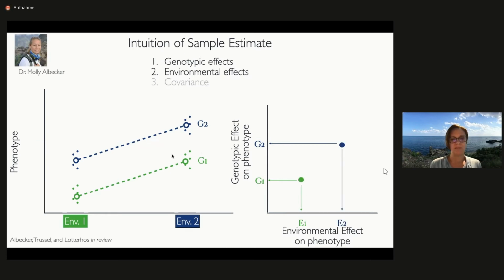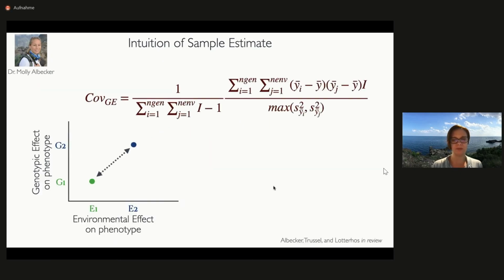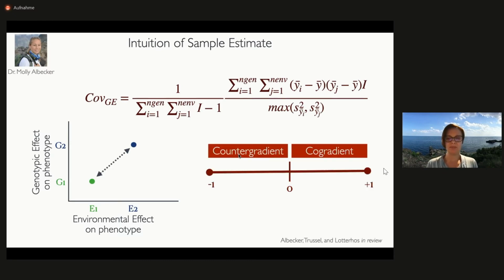And once we get those from the data, we can then measure the covariance between these genotypic effects and environmental effects. And this is the equation that we use to calculate the covariance between these effects. This equation gives us a number between -1 and +1. Negative is countergradient variation, or negative COVE-GE. Positive is cogradient variation.